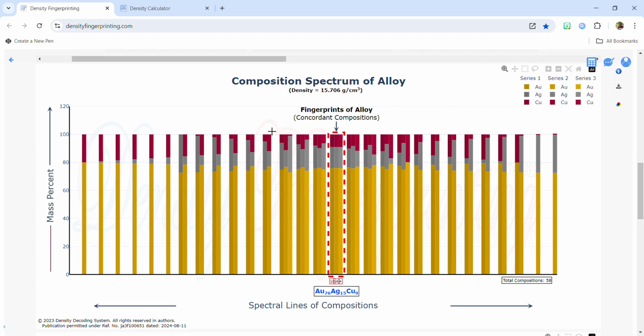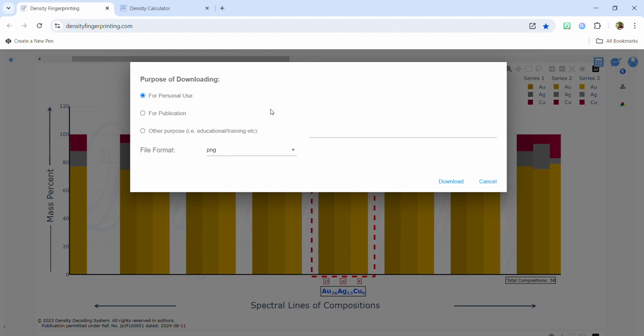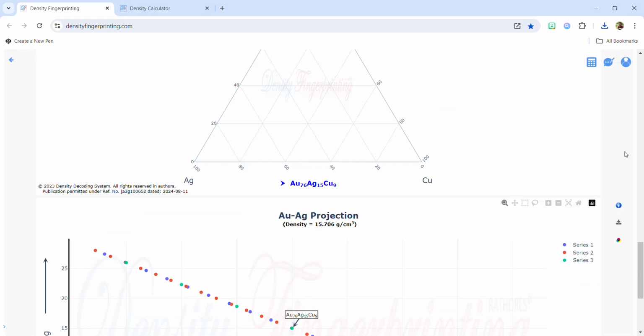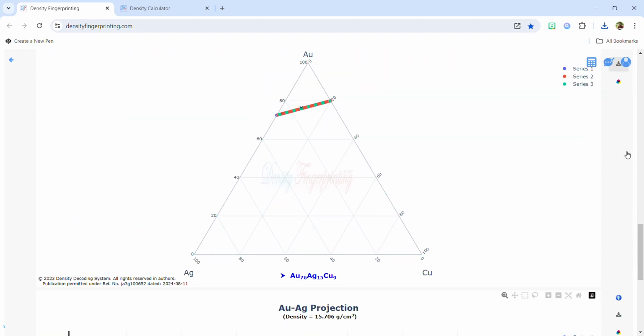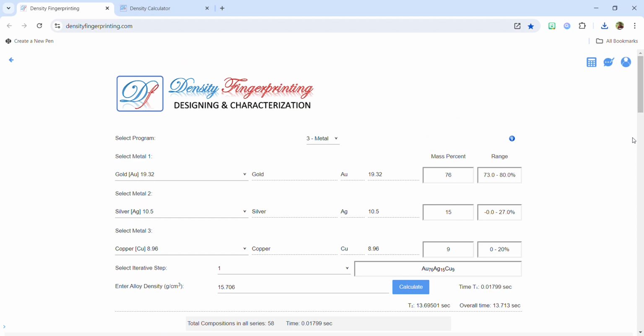For instance, let's say I want to download this part, this view, so I can do the personal use, and I can do a simple PNG and download, and it will produce this graph, right? That's literally what this is. So yes, you have full customizability when it comes to graphs, and also have full control over whatever you want it to perform.